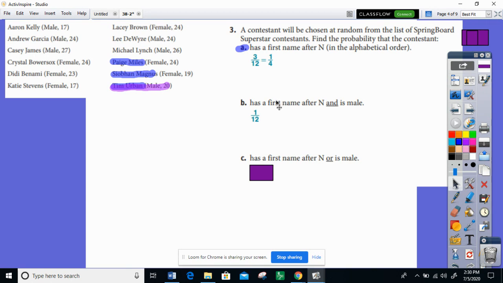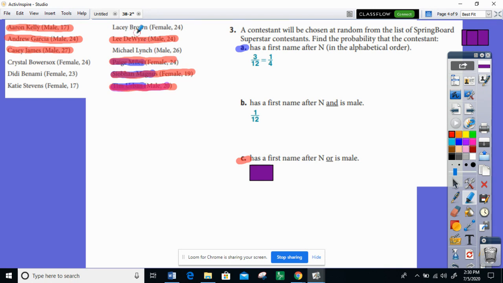And then when we say has a first name after N or is male. Well, now all the people with first names after N get included. If this is the color that we're using for part C. But if it's an or probability, we need to include all the people with first names after N, but also everybody who's a male. So Lee gets included, Casey, Andrew, and Aaron all get included.